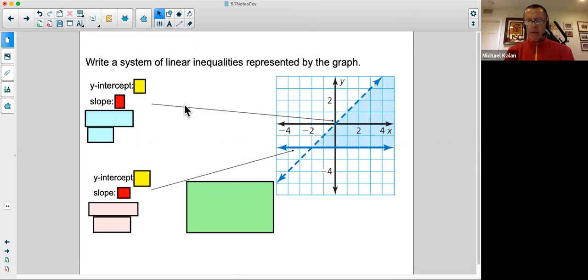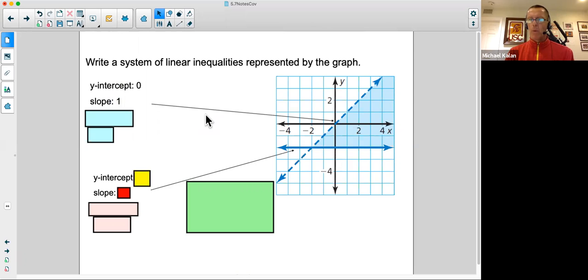It's easy, right? We just got to look at each of the lines separately and figure out what the slope is, what the y-intercept is, and then we can worry about if it's a less than or greater than, a less than or equal to, or greater than or equal to. So let's go with the dotted line. The y-intercept is right at the origin, so that's 0. And what's the slope? Did you get 1? Okay. Each box is worth 1. So yeah, it's 1. Up 1 to the right 1.